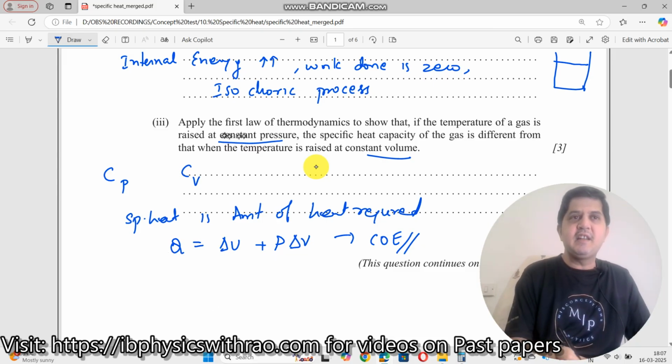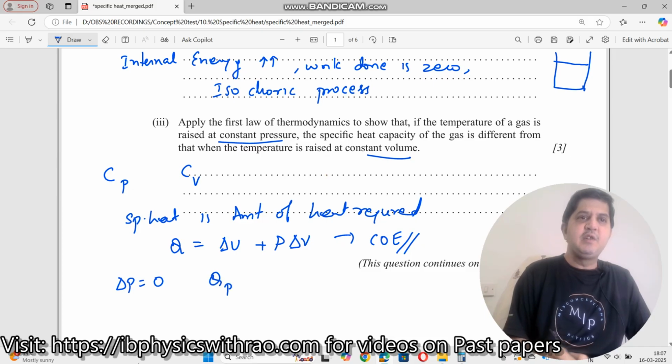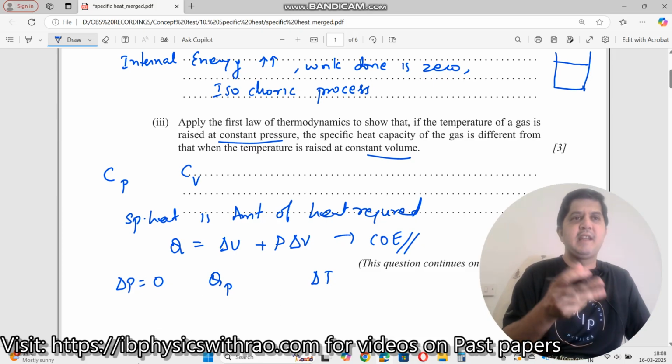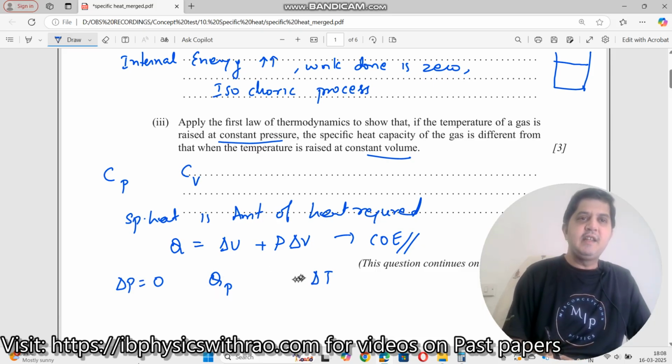Now, at constant pressure, when delta P is equal to 0, then this Q I can now write as Q at P. Let us say it is useful in increasing the temperature of the gas by a delta T. When delta P is equal to 0, volume can increase. Then you can say this is M multiplied by delta T, and this C I can write as Cp. So in other words, Cp is equal to Qp divided by M delta T.